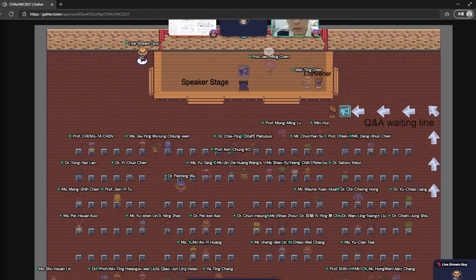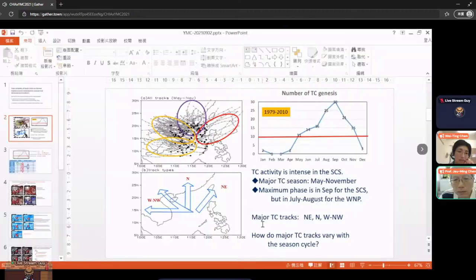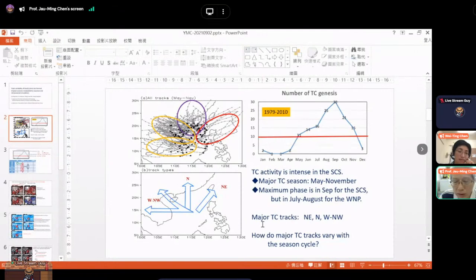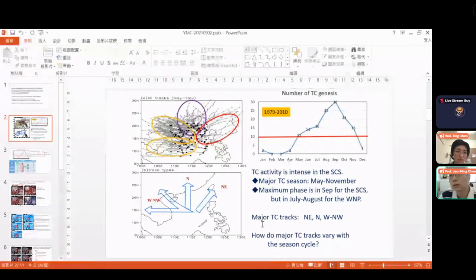So SST variability is very important for TC formation. And then, of course, interannual variability is another important issue. But to some extent, the interannual variability of SST over the South China Sea is highly related to onset variability. So in many studies, we combine the impact of the onset and the SST variability over the South China Sea together to present their joint effect on the TC variability over the South China Sea.